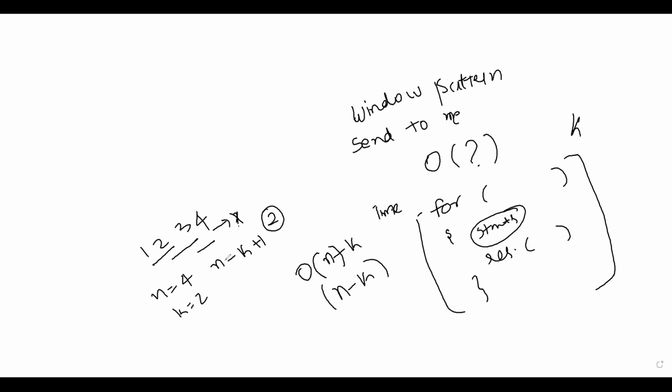N minus k plus 1. What is n? N is 4, minus 2 plus 1. 2 plus 1, 3. 1, 2, 3. So it would be O of n minus k plus 1. We can simply call it O of n. Clear? Both of you? Arvind and Raj, both of you clear? This is how you calculate the time complexities.